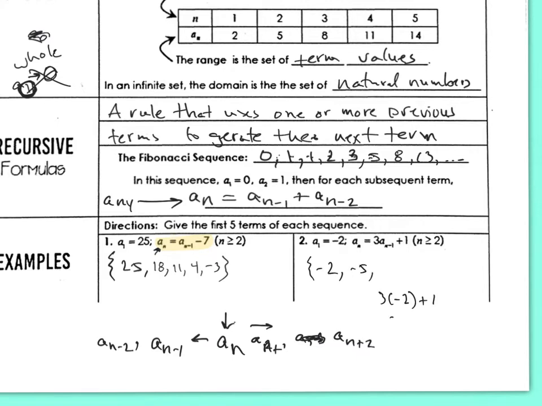Then we start all over. 3 times negative 5 plus 1, so negative 14. 3 times negative 14 plus 1, negative 41. And then 3 times negative 41, and then we'll add the 1, so this is negative 122.